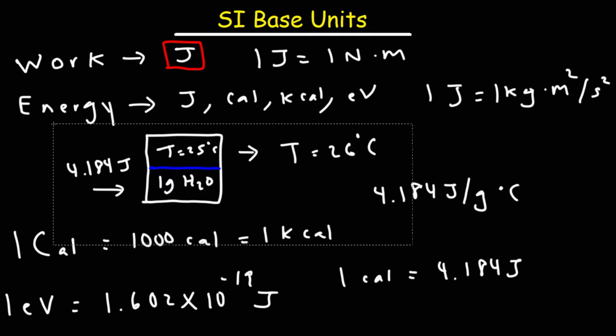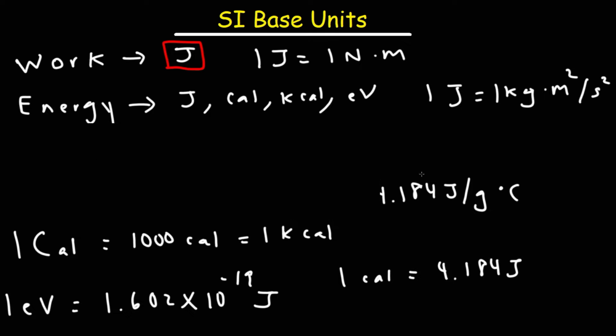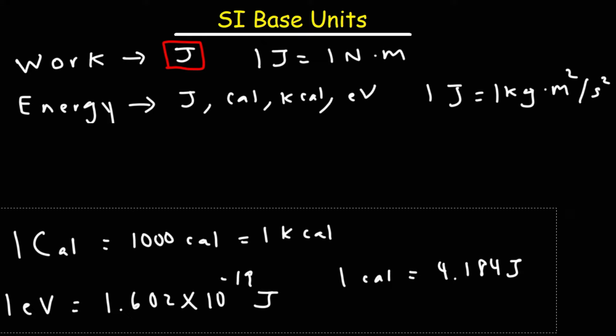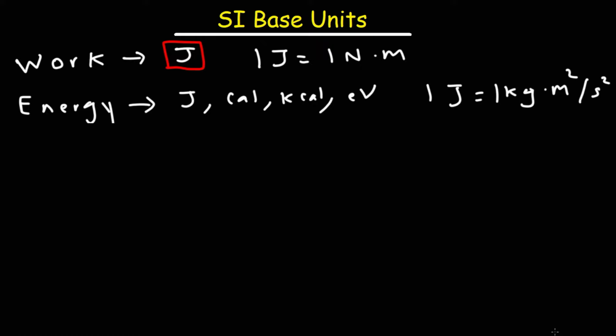So water can store a lot of energy. The specific heat capacities of metals are much lower than this number. So water can store a lot of thermal energy before increasing its temperature by 1 degree Celsius. It has a very high heat capacity.